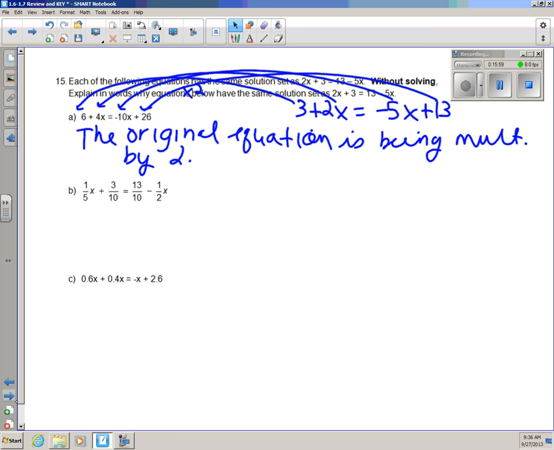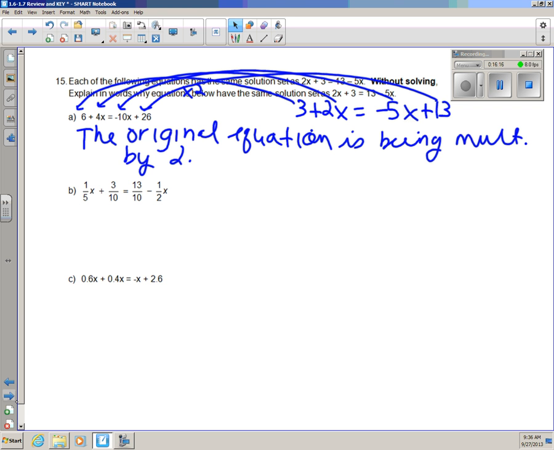That's why they're equivalent. This next one, I got fractions. Don't like that one so much. I'm going to come back to that, I think. This next one in C kind of looks like A, does it not? Except now you've got some decimals.